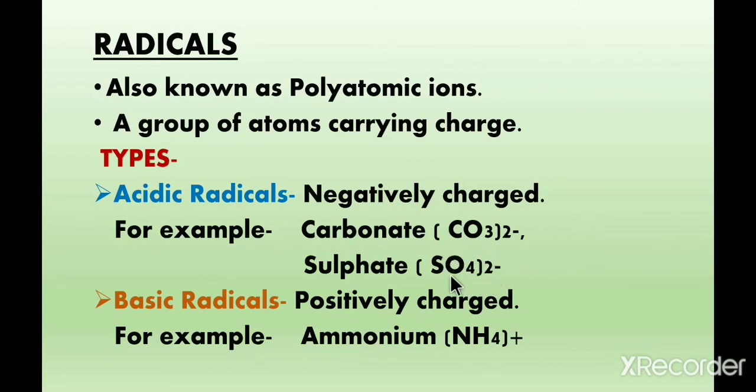So it is a group of atoms which is carrying charge. Basic radicals are positively charged radicals like ammonium. It is NH4+. So here we have achieved our first learning outcome, that is now you are able to define the term radical. Now let's see the video explaining the term ion, its types, that is cation and anion, and also radicals.